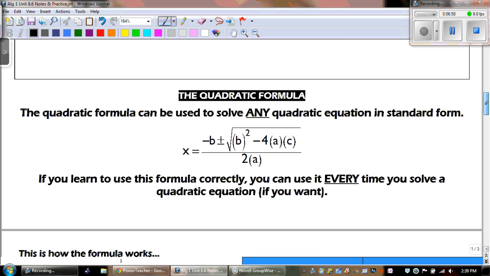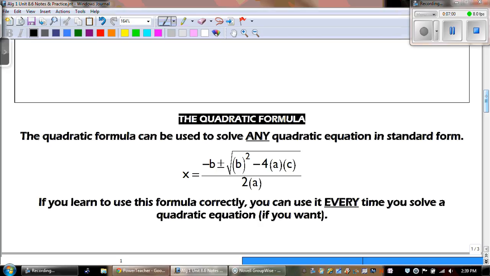Now, the quadratic formula. It might look scary, but it's really not that bad. Okay? So the quadratic formula can be used in any of those equations. So if you don't like factoring, you don't like inverse operations, you definitely don't like completing the square, you can use the quadratic formula every single time and you can get the right answer.